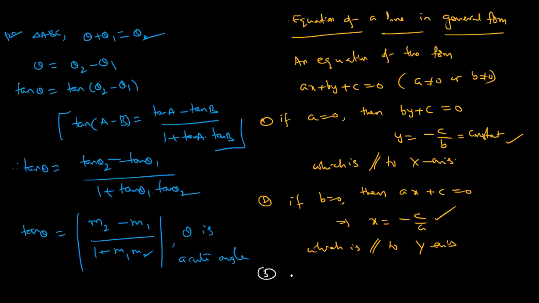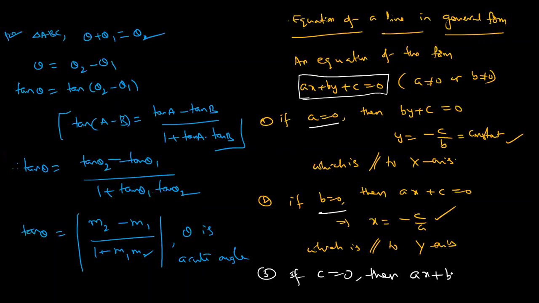Now, suppose the constant term is 0. A equal to 0 and B equal to 0 simultaneously is not possible. Either this case or this case. This time I'm taking the constant term as 0. Then Ax plus By is equal to 0, which is passing through the origin. These things you already know.